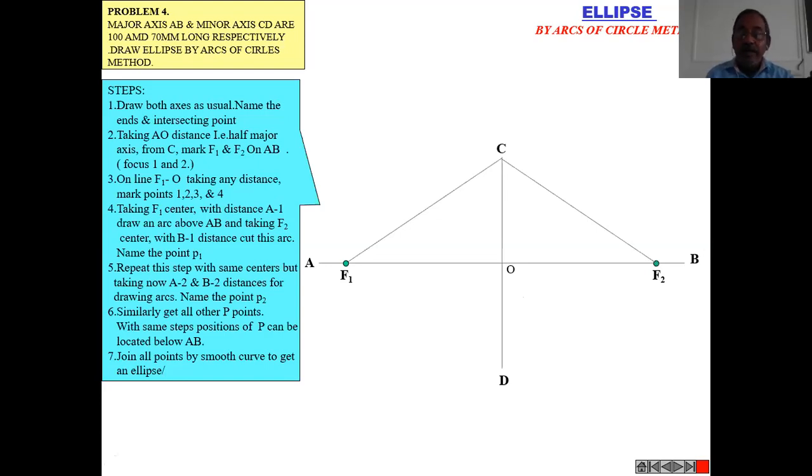So now, next. Sometimes straight away F1, F2 will be given. So there won't be any problem. All these 3 or 4 steps, we don't need them. So here, let us go for the construction further.